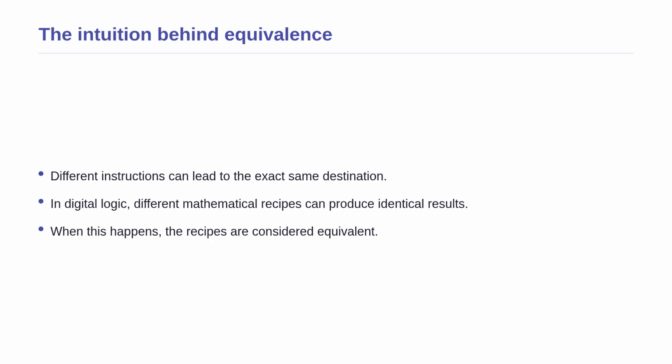To start, imagine you are giving directions to a friend to reach your house. You could give them a complex set of turns or a simple straight path. Both sets of instructions sound completely different when spoken out loud. But if your friend follows either one, they end up at the exact same front door. In the world of digital logic, we have a very similar concept. Sometimes, two completely different looking mathematical recipes will always produce the exact same final result, no matter what ingredients you start with. When this happens, we say these two recipes are equivalent.